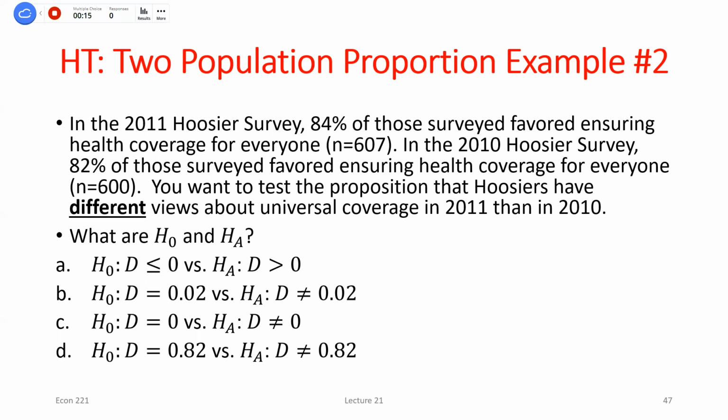So I've got 84% in 2011, 82% in 2010, and I want to test the proposition that Indiana residents have different views between the 2 years. So if I'm wanting to know, are the sample proportions from these two time periods different from each other? If I think about the difference between 2011 and 2010, what would that null and alternative hypothesis look like? Take a little bit of time to think about it.